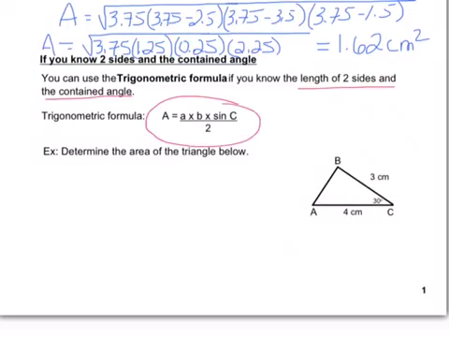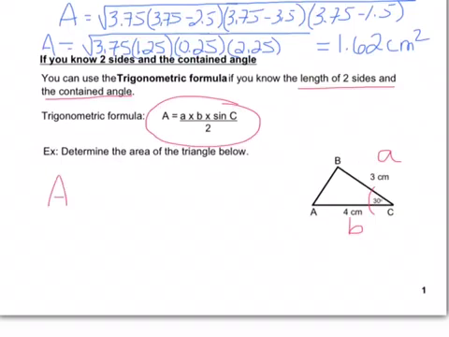Okay? So if we compare this formula to my triangle over here, well, side A is across from angle A, side B is across from angle B, and there's my angle. So those are my two sides and the angle that's contained inside those two sides. I can use this formula here then with this triangle. So let's give it a try.